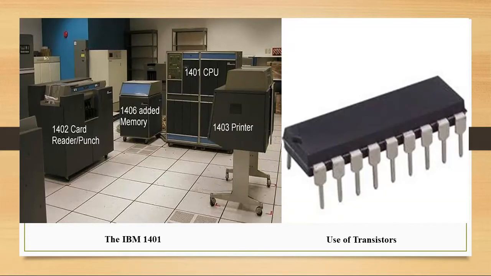Now, what is the difference between first generation and second generation of a computer? The second generation computer used transistors instead of vacuum tube. As transistors were smaller than vacuum tubes, the computer became much smaller in size. They also became faster and cheaper. Okay, now move to next generation.